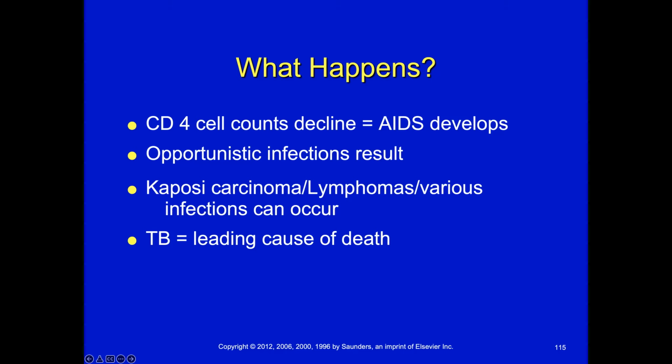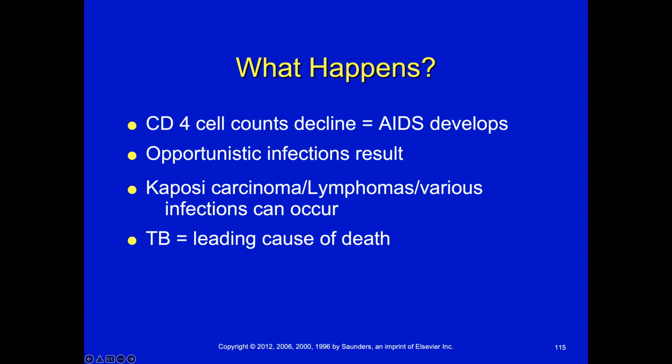Other things that can happen are a variety of carcinomas or cancers. One is called Kaposi carcinoma, and in this particular case, you start seeing very diagnostic purplish splotches on the skin surface. You also get lymphomas. These are various blood cancers, and then other infections can come up.